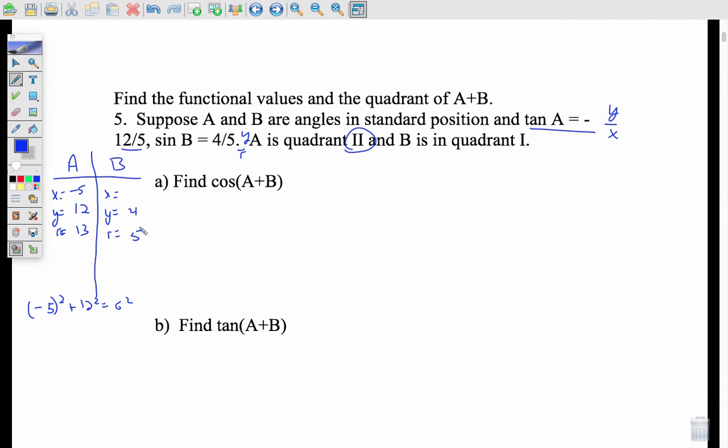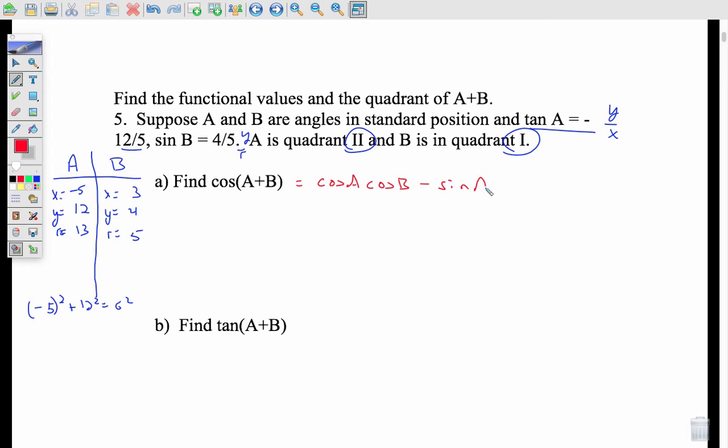Angle B gives us sine. Sine is y over r. So our y is 4 and our r is 5. That will give us a 3, 4, 5 triangle. Angle B is in quadrant 1, so my x will be positive in quadrant 1. So now we have x, y, and r identified for both angles.